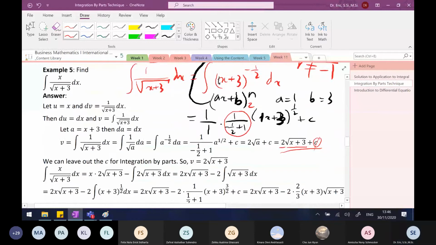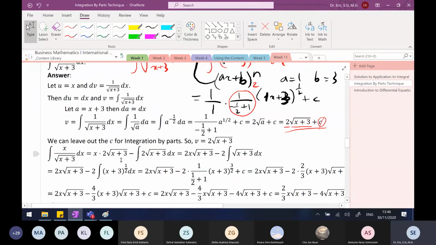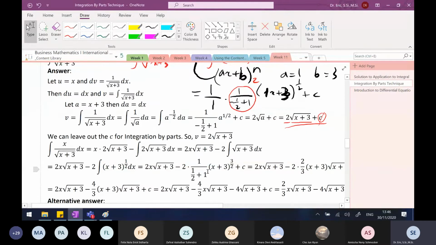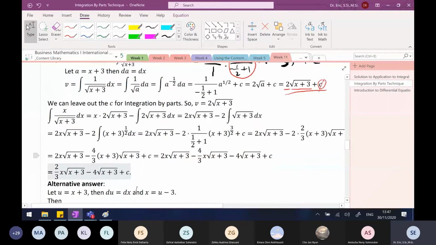x and so on. Okay, so by substituting into the formula uv minus the integral of v du, you have this one, you have this one, and in the end, by using hard work, your hard work pays off, and the integral gives you 2 over 3 x times the square root of x + 3, minus 4 times the square root of x + 3, plus a constant. Yeah, by using hard work. Okay, so this is the alternative answer.